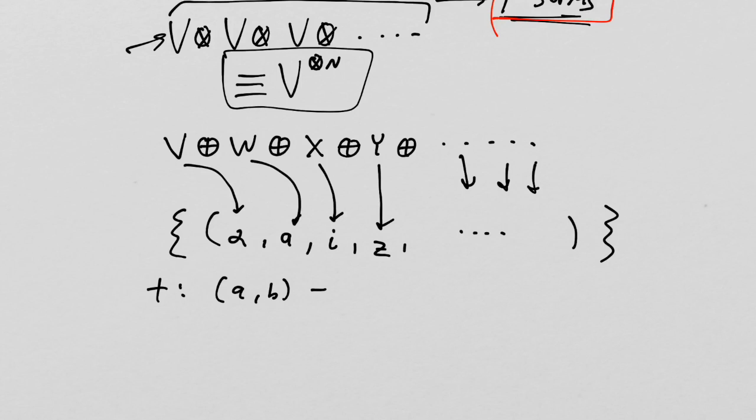A, B plus C, D equals A plus C, B plus D, where these plus operations here are the plus operations associated with the individual vector spaces, and this plus operation here is actually the plus operation of this entire vector space. So we're defining the addition of the direct sum in this way.